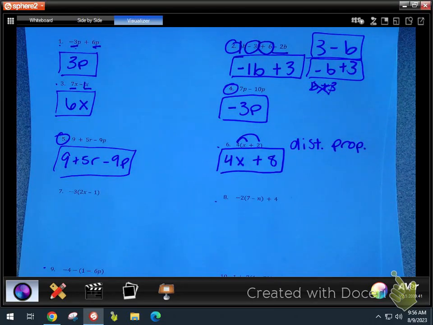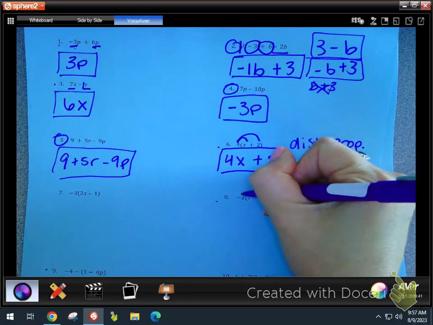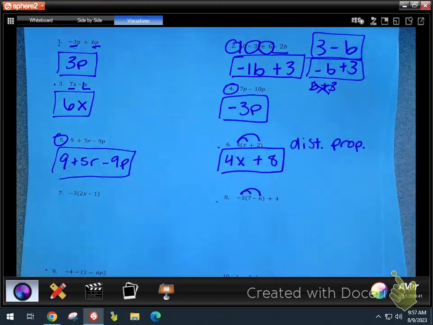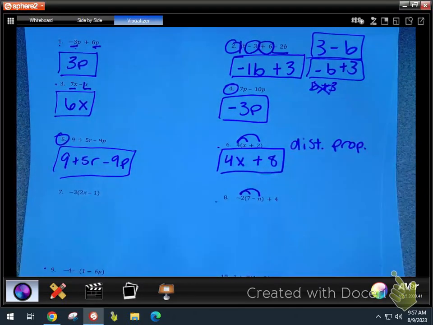All right, let's do number 8 together. Do we have distributive property on number 8? Yes. How do I know? Parentheses. The number outside of the parentheses, that constant, is a negative 2. I'm going to bring that in and multiply it to the parentheses. Do I bring that negative 2 to that plus 4 outside? No. Why not? Because it's not in the parentheses. We can't just forget about that plus 4, but we're going to follow PEMDAS and take care of the parentheses first. Be careful, the 2 on the outside is negative.